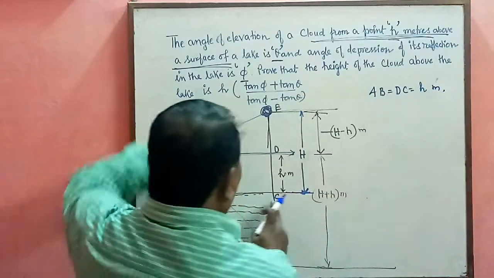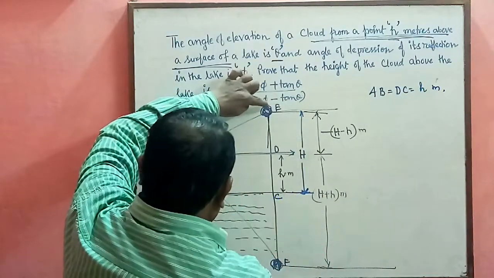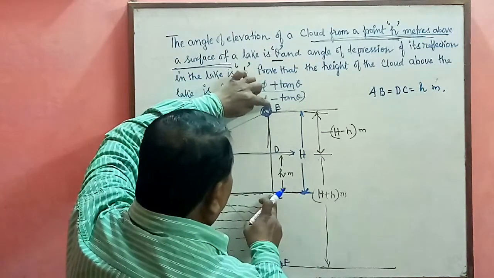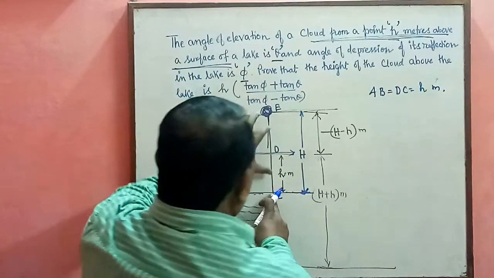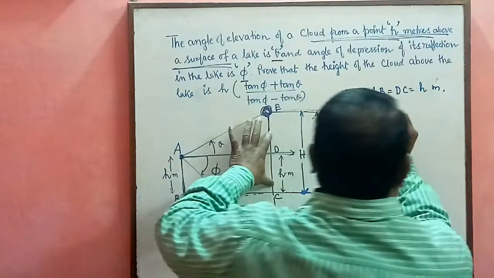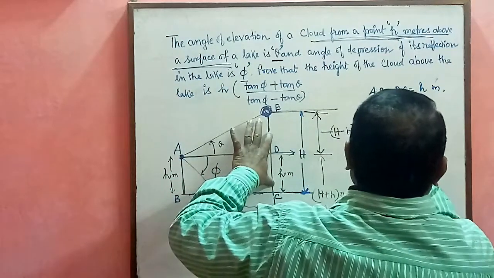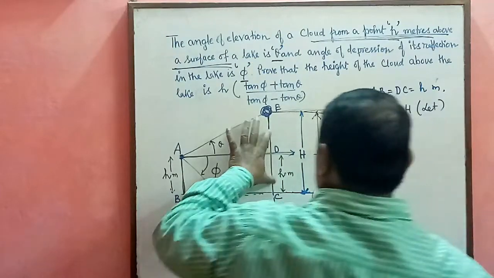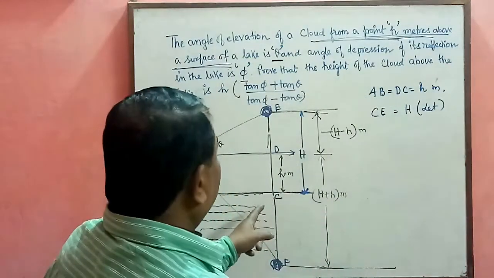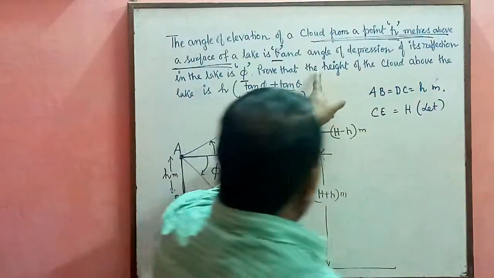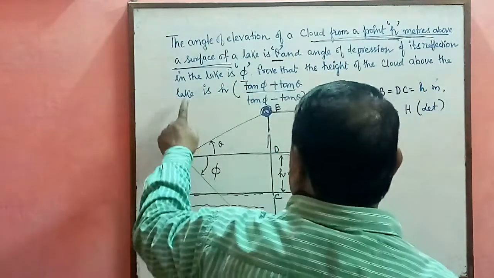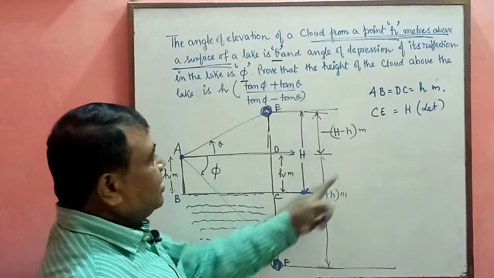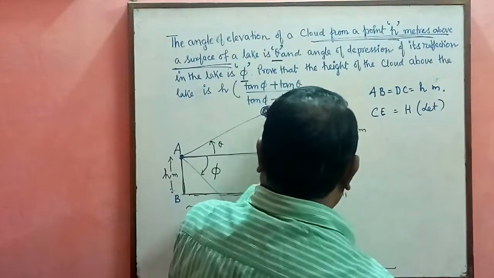Now, the height of the cloud from the surface of the lake, C, this is the ground we are considering here. So CE, let's say H, the height of the cloud from the surface. That's what we have to prove, the height of the cloud above the lake. That means this is the surface of the lake. This is H, this we have to find, CE.